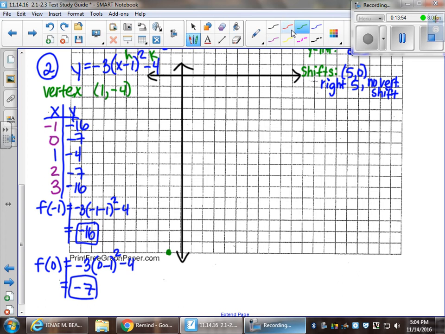0, negative 7. So 0 means you don't go left or right. You just go down 1, 2, 3, 4, 5, 6, 7. That's nice because I know I'm going to be asked for my y-intercept, so it's nice that we don't have any work to do. It's one of the points I found actually already.